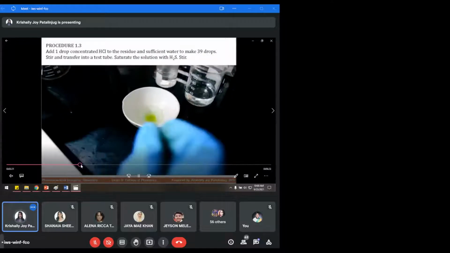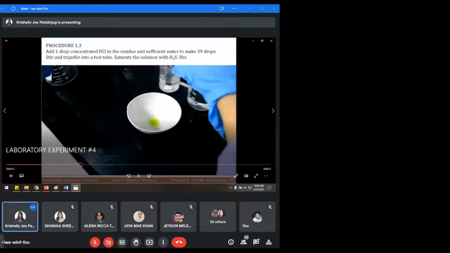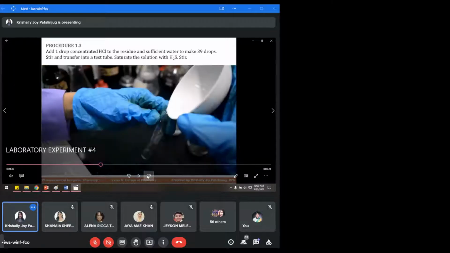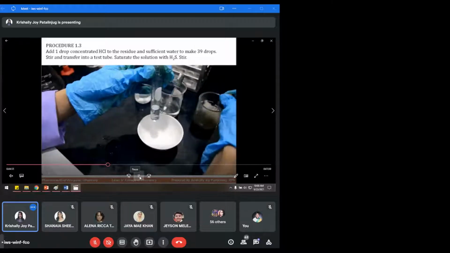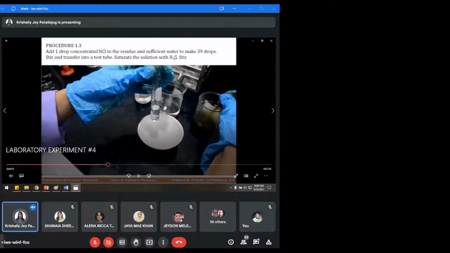Ako na lang. Ayan. Okay, eto na. I added, take note, 1 drop of HCl. Take note ha, HCl, 1 drop only. And sufficient water. So stir na yun, gi-stir siya. And what I added actually is not hydrogen sulfide. Kasi yung hydrogen sulfide, if you search it, it is a gas. Gas po yung hydrogen sulfide.